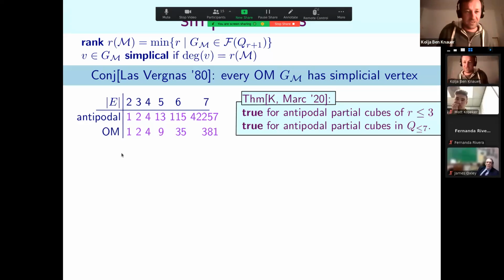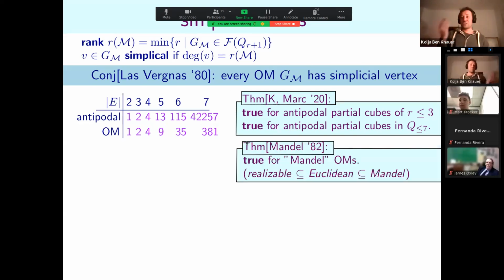And here's just an idea of how these are definitely more. Here on the left, you have the numbers of antipodal partial cubes and the oriented matroid tope graphs. And by using a computer, we could also show this on this set of partial cubes, which don't all have rank 3.